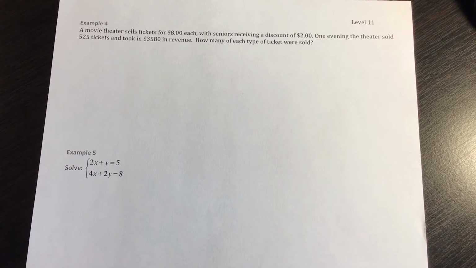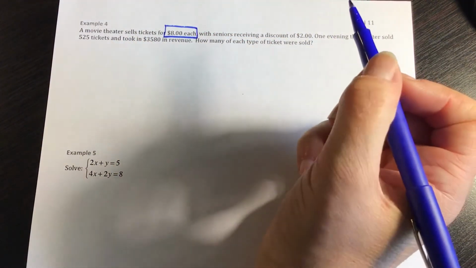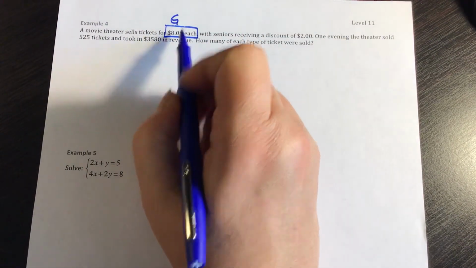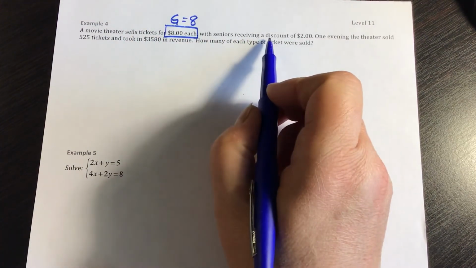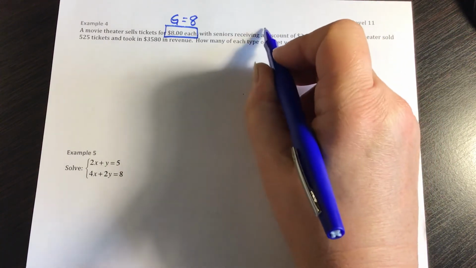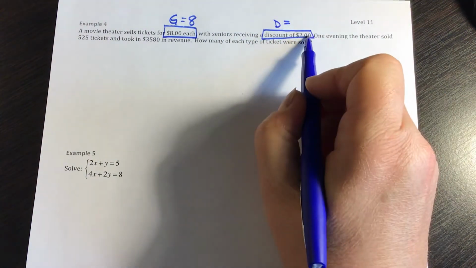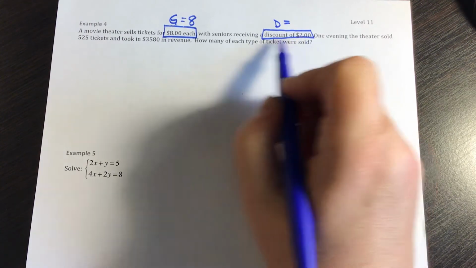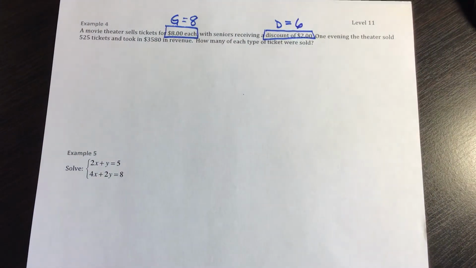All right, so we've got 2 types of tickets. We've got the regular tickets that were $8 each. So I'm going to say that this is general. So generally, the tickets are $8. And then seniors receiving a discount of $2. If I have a discount of $2, that means I'm going to take $2. My discount, or my D value, is not $2, it's $2 less than this. So the discounted tickets are $6.